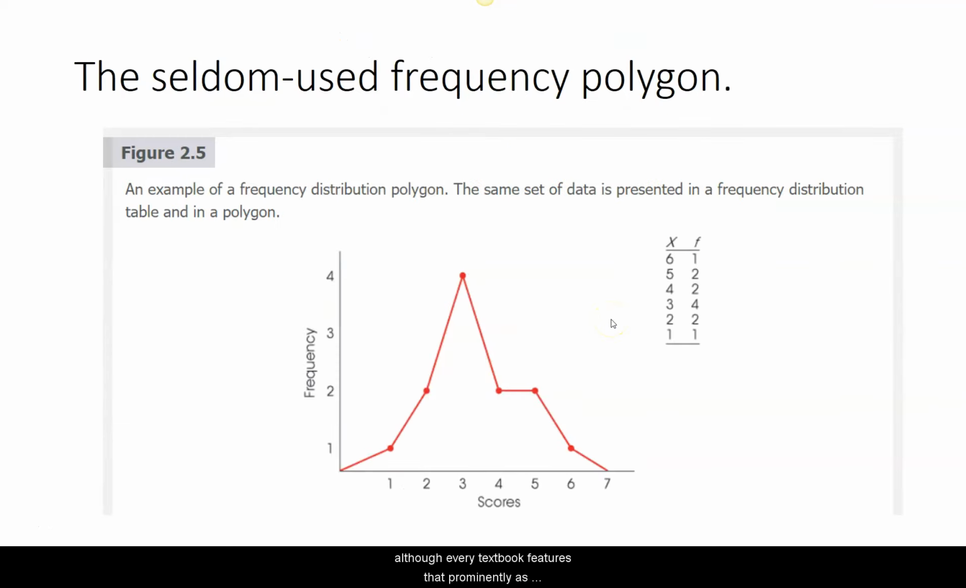Now, to be honest with you, I seldom dwell on the frequency polygon, because although every textbook features it prominently as depicting continuous data, and it's a legitimate depiction, it's amazing, I don't know that I've ever seen it anywhere in a research article or anything else. Generally, histograms are preferred.